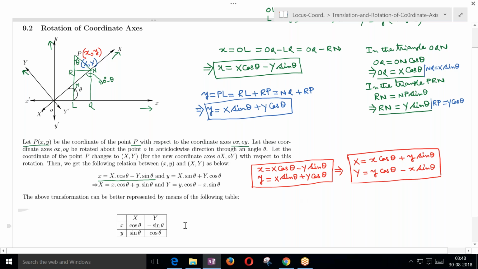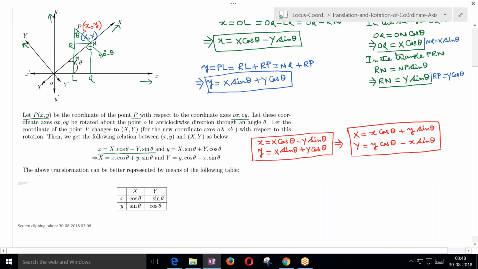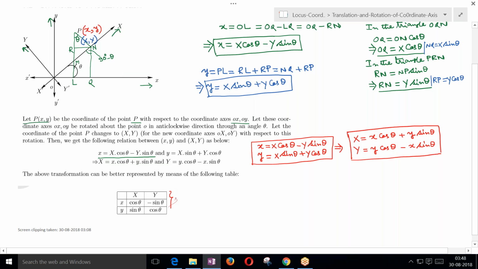If you want to find capital X and capital Y, capital X is x cos theta plus y sin theta, and capital Y is equal to minus x sin theta plus y cos theta. If you want to find lowercase x, that is capital X cos theta minus capital Y sin theta, and lowercase y is equal to capital X sin theta plus capital Y cos theta. If you remember this matrix, relating capital X, capital Y, lowercase x, lowercase y, then it will be very easy to remember. From there, we can derive exactly what I just said.